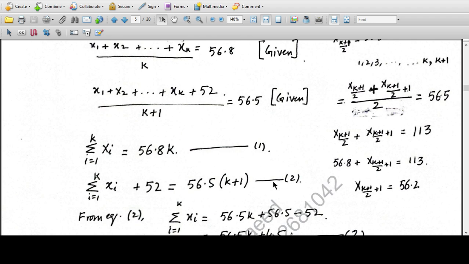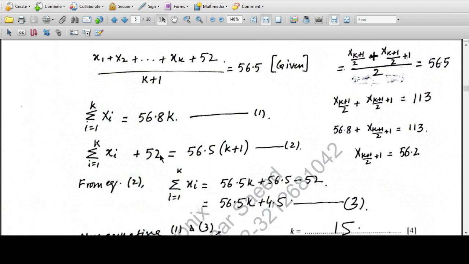Equation 1 and equation 2. From equation 2, if we subtract this 52 to the other side, so these two values will be equal. So from equation 2, if we place this 52 on the right hand side with a negative sign, then this equation 2 will be equal to that equation 1. So this value will be equal.